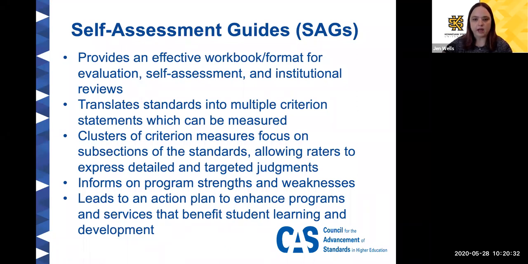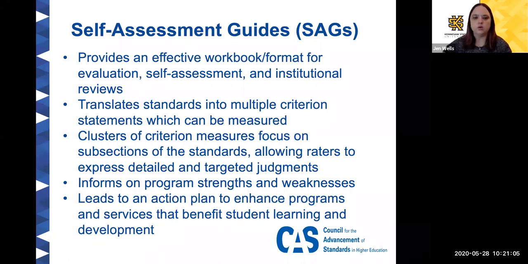So what we provide are self-assessment guides. Gavin showed you a list of all of the functional areas and said that you could purchase those individually or collectively. All of those also have their own self-assessment guide that we call the SAG. And so this really walks you through the self-assessment process. It is a workbook. It has not only an instrument that you can use, but it has worksheets to help you make meaning of the information.